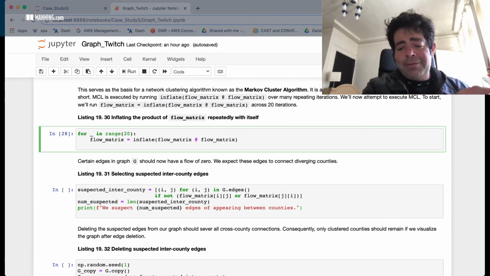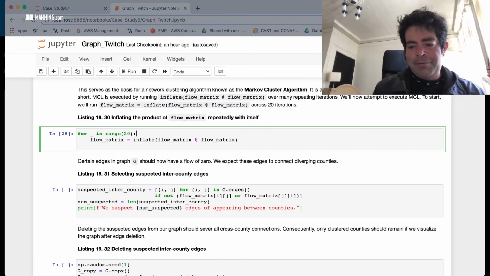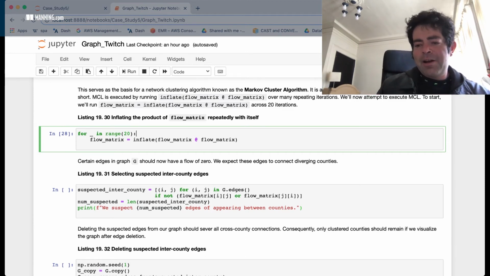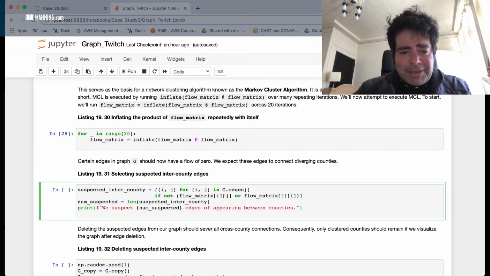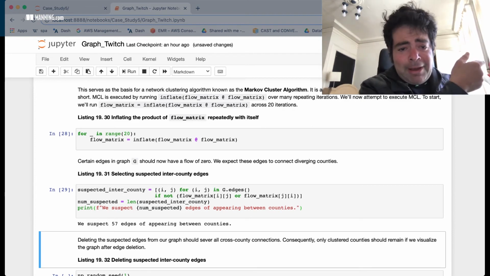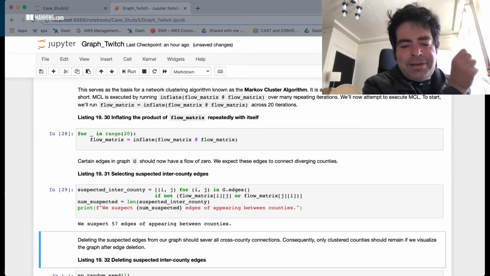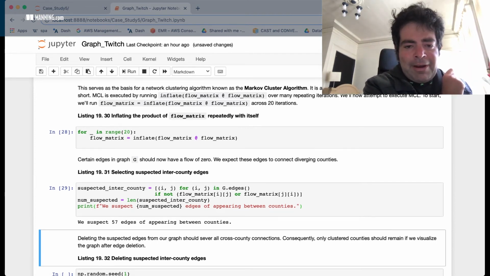Supposedly, this cycle of inflation and multiplication will have caused all of the flows between towns in different counties to have dropped to 0, which means the associated edges we suspect represent pairs of towns that appear in different counties. So let's actually count the number of edges that we suspect of appearing between counties. So we have 57 such edges in our town graph G.